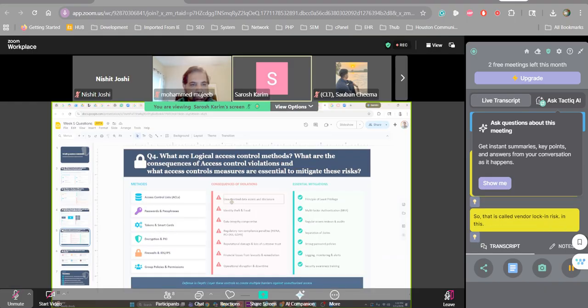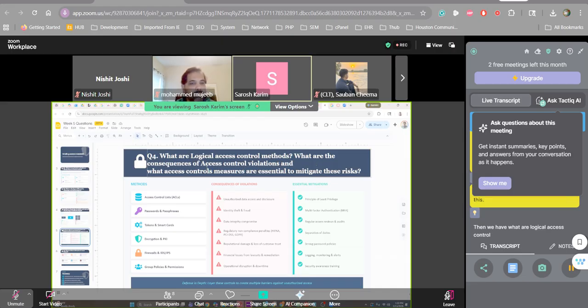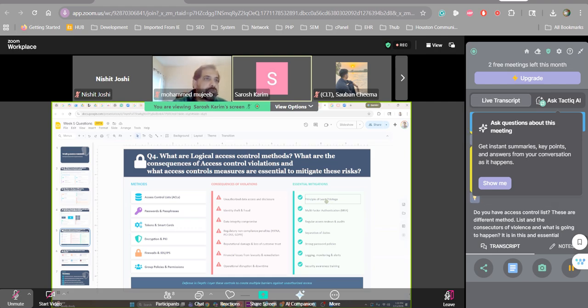Then we have, what are logical access control methods, what are the consequences of access control violation, and what access control measures are essential to mitigate this risk. So you have the access control list. These are the different methods, then the consequences of violation, what is going to happen, and the essential mitigation.